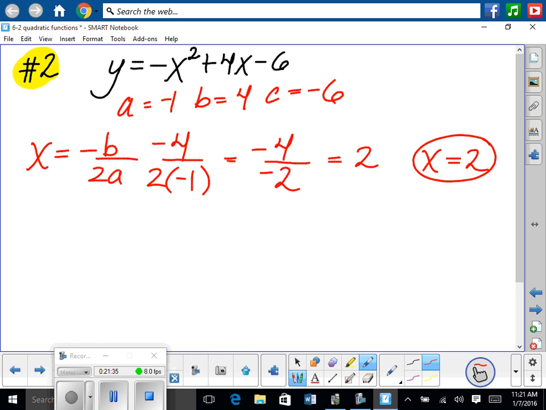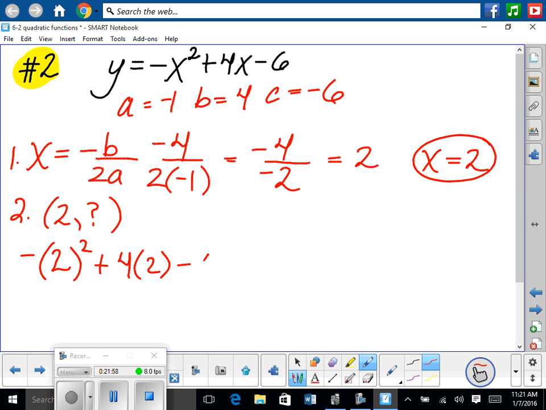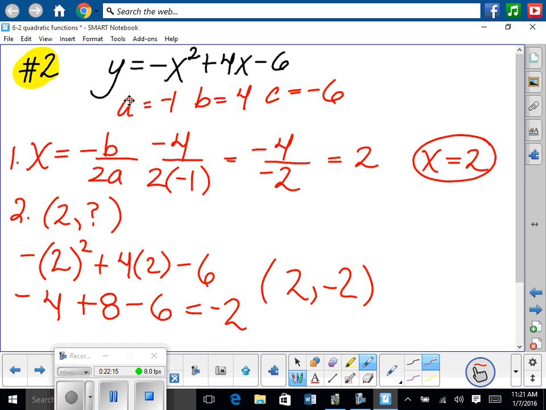Now to find the vertex, we're literally just doing our second step on our steps to graphing. If we know it's at the x value 2, how do we find y? Plug it in. So we have negative. That negative is not with the x, right? It's not going to be inside our parentheses. So negative 2 squared plus 4 times 2 minus 6. So we'll have negative 4 plus 8 minus 6. So we get negative 2. So our vertex is the point 2, comma, negative 2. So that's the second answer, and we're done with that. We're only doing the first 2 steps. Are we all okay with those?